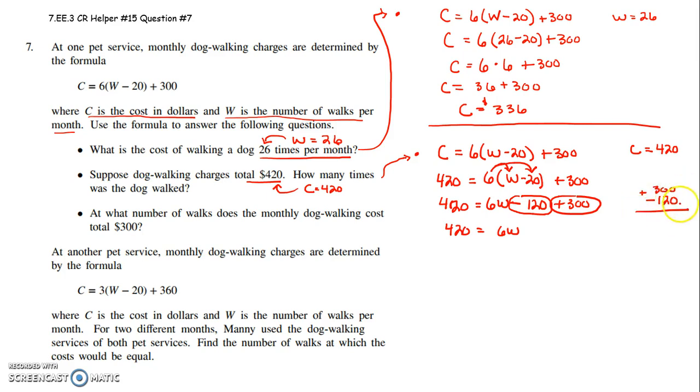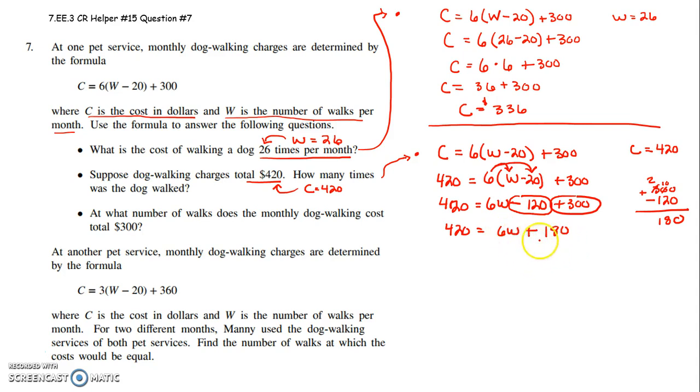So I would have 420 equals 6W, and I would take negative 120 plus 300. Signs are different. I'd find the difference. 0 minus 0 is 0. Borrow from the 3, make the 3 a 2. This becomes a 10. 10 minus 2 is 8. 2 minus 1 is 1. So 300 minus 120 is a positive 180. Now I'm ready to solve this two-step equation.